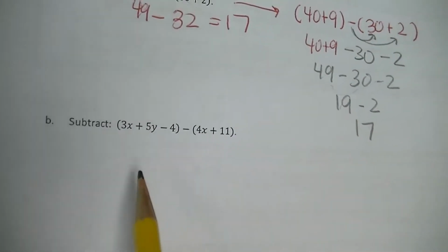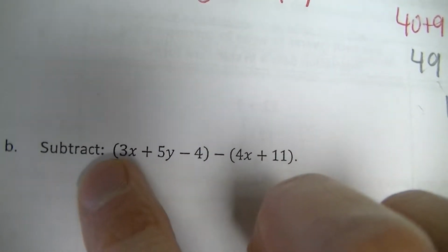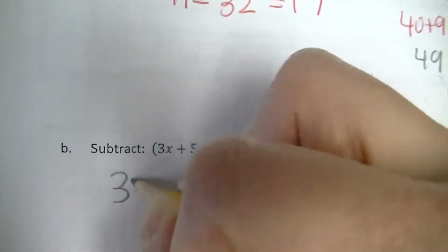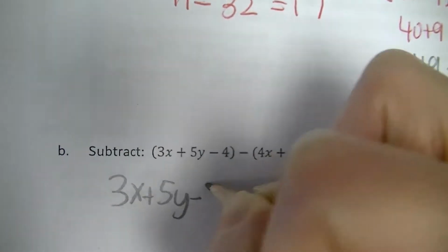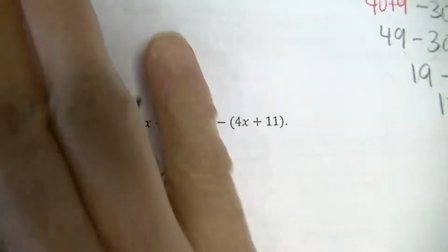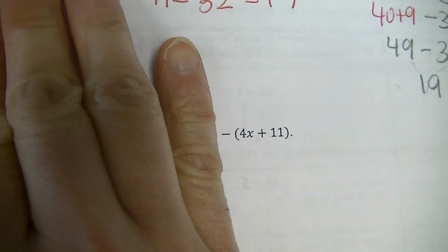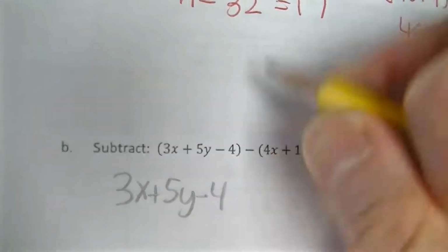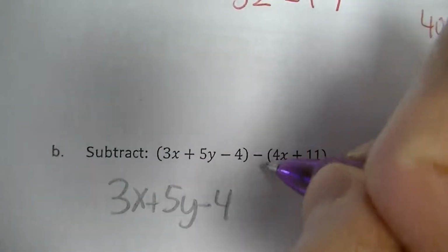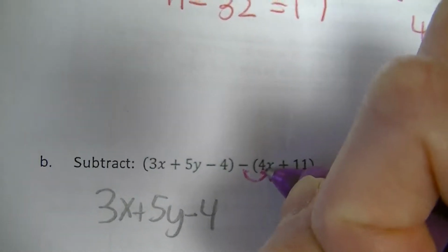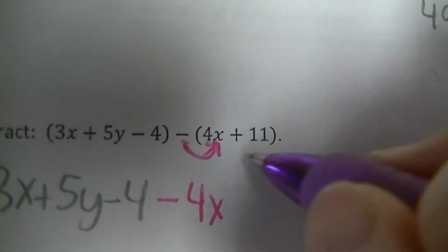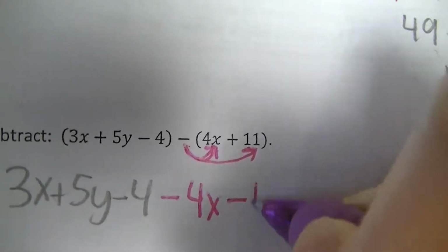All right, so right here it says subtract. In that first set of parentheses, there's no symbol or number directly in front of it, so we can totally drop them. So 3x plus 5y minus 4. But the second set of parentheses obviously has the minus sign directly in front of it, so we need to distribute that negative through. I'll do that in a different color, hopefully it helps it be more clear for you. Negative times 4x is negative 4x. A negative times a positive 11 is a negative 11.